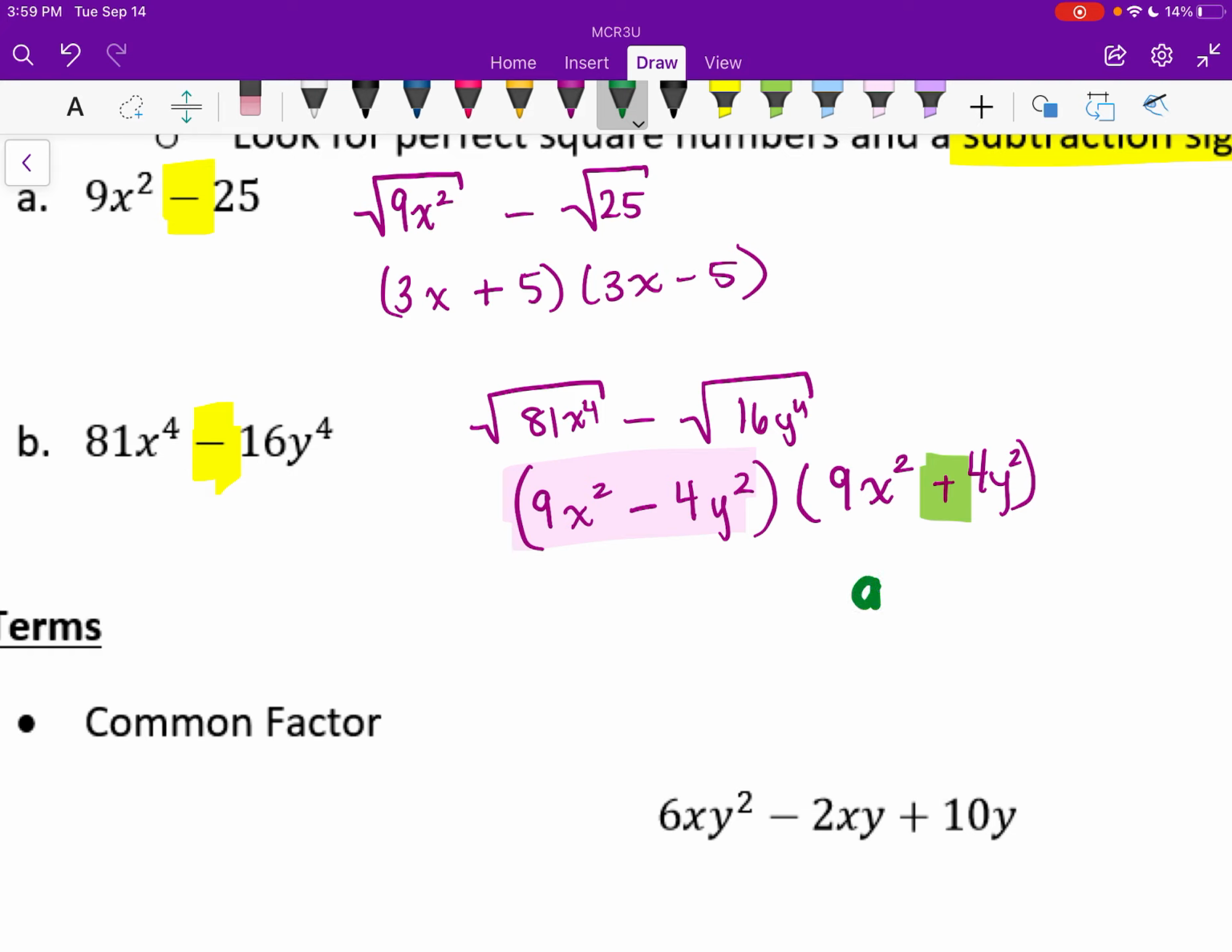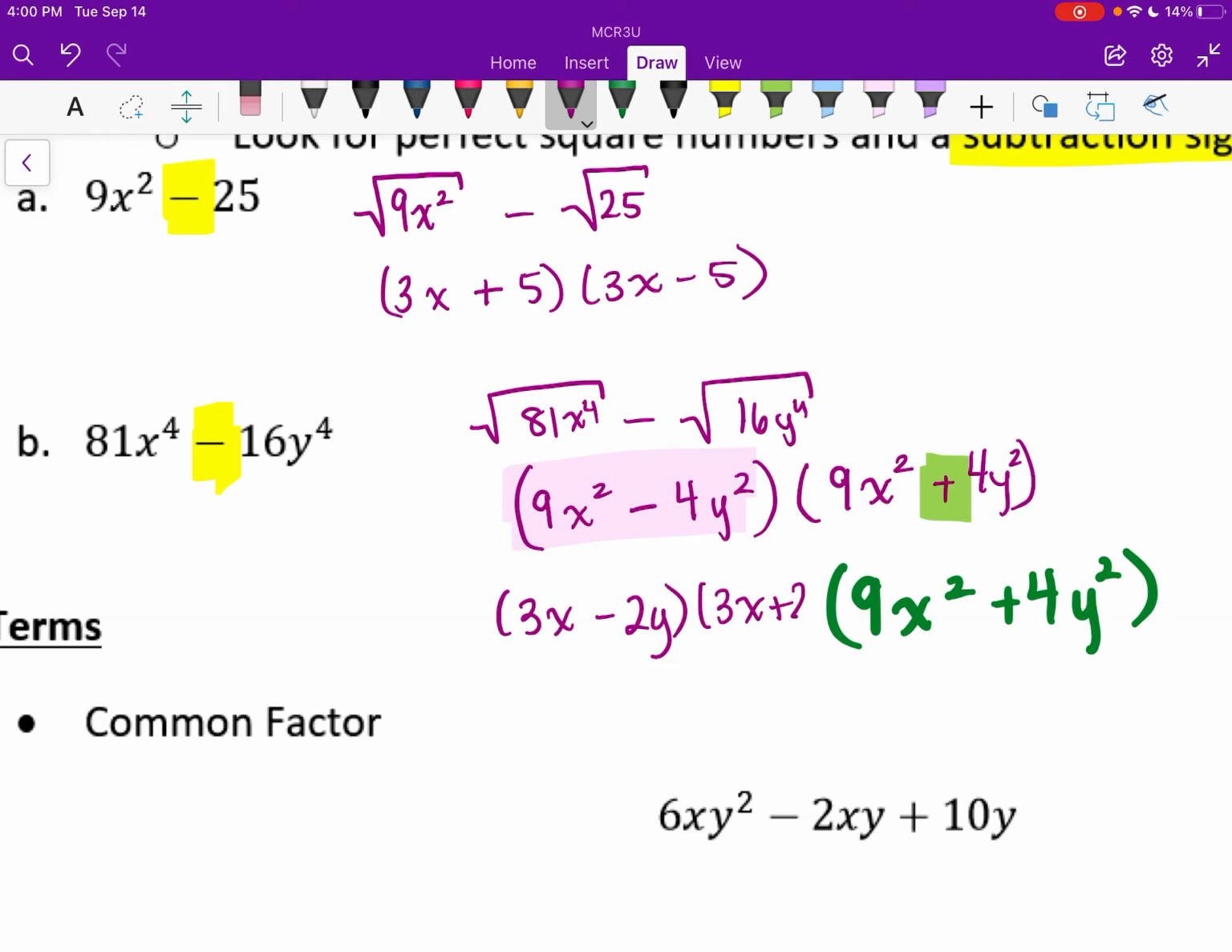So I'm just going to write that down again as the 9x squared plus 4y squared. You can't make that more simplified, but the 9x squared minus 4y squared, you can. You can take the square root of both of them. So the square root of 9x squared is going to be 3x, and then 4y squared is going to be 2y, right? And then it's going to be 3x plus 2y. And now you can't factor that further. 3x and 2y are not perfect squares.